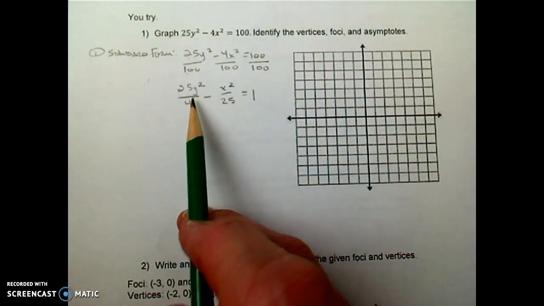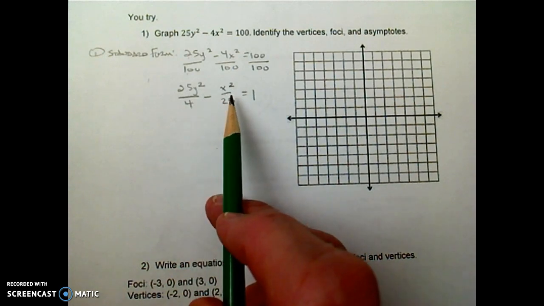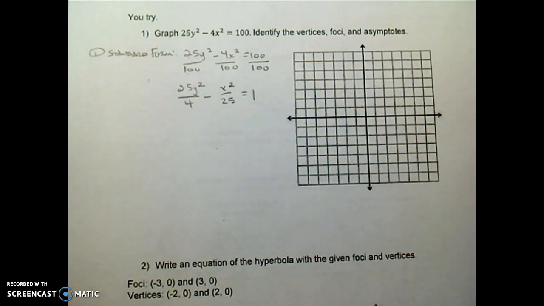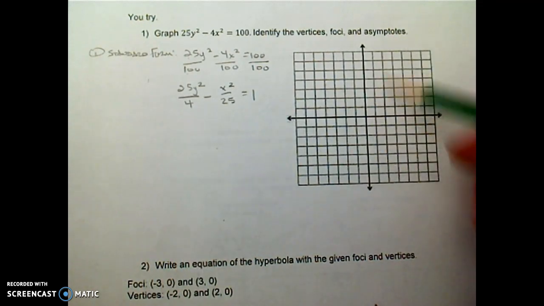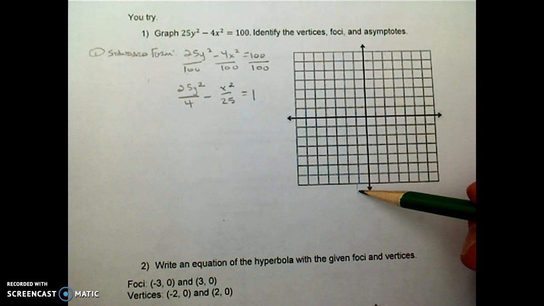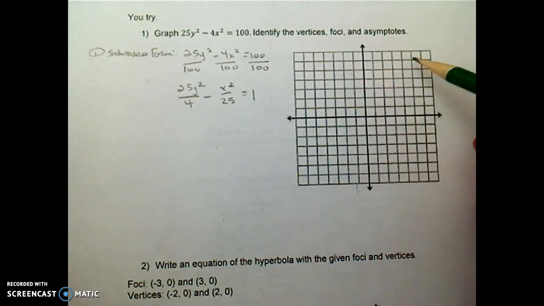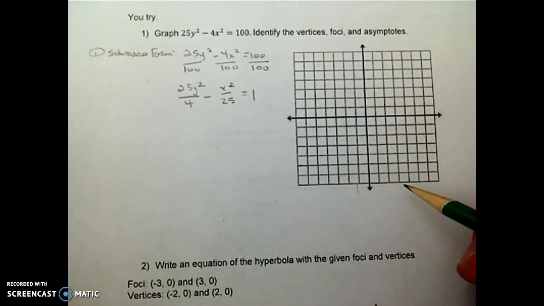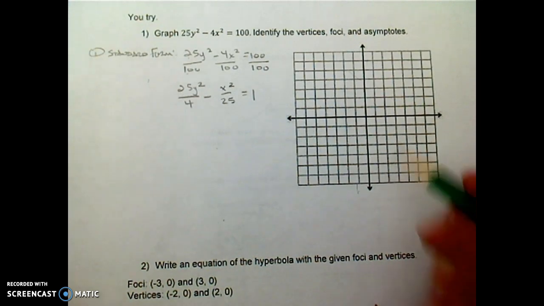I have y minus x. So taking a look at my table from the bottom of the previous page, when I have y squared over a squared minus x squared over b squared equals 1, that's a vertical transverse axis. So my hyperbola will be up here and down here. So let's see how this plays out.